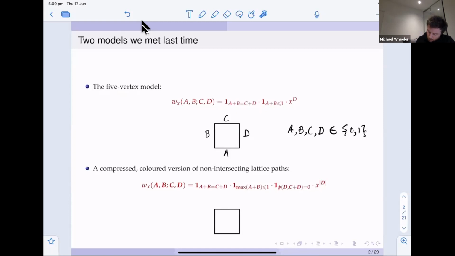Then there was a second model, which was slightly more advanced, but the way we formulated it was very closely related to the original vertex model. This one is indexed now by vectors, so maybe we should put a little bar under each of these to indicate that they're vectors. A, B, C, D are now binary strings that take values in {0, 1}^n, so they're binary strings of length n. This model has a lot of features in common with the first one.